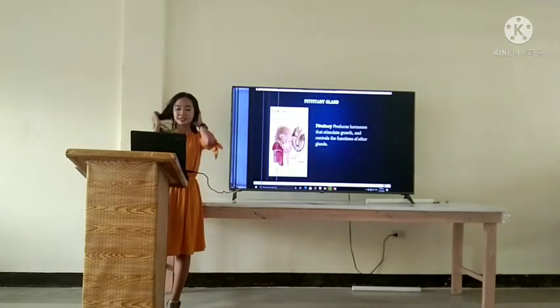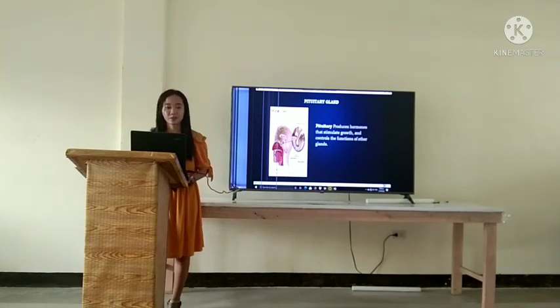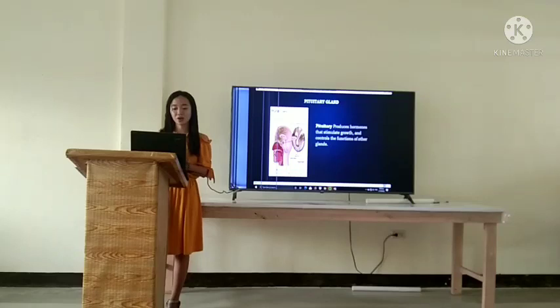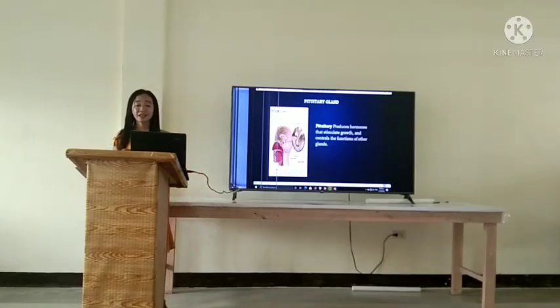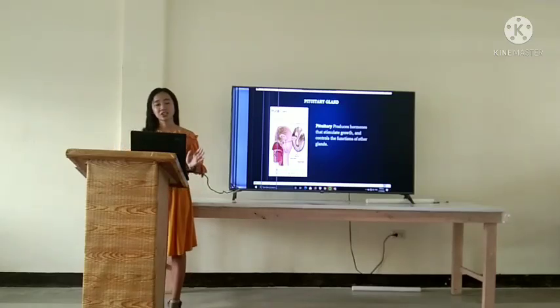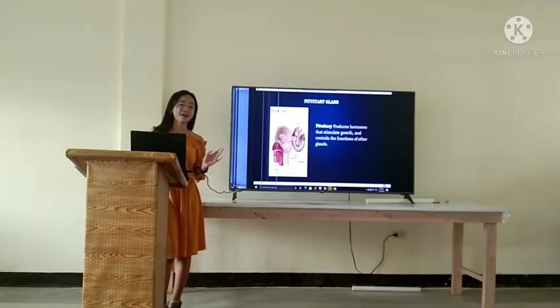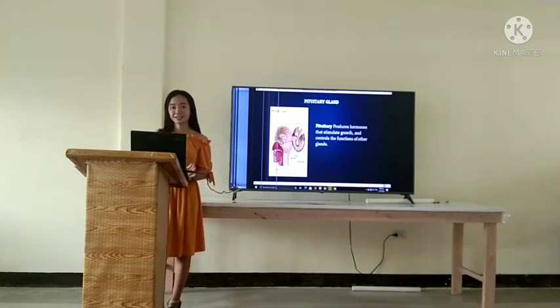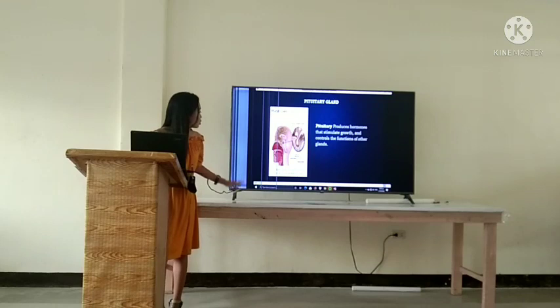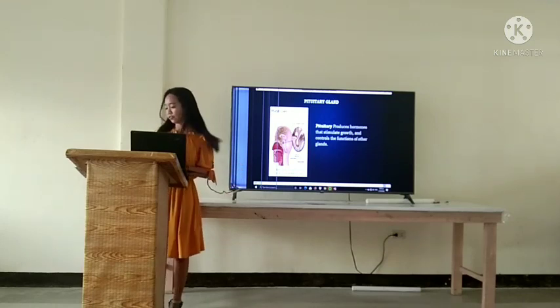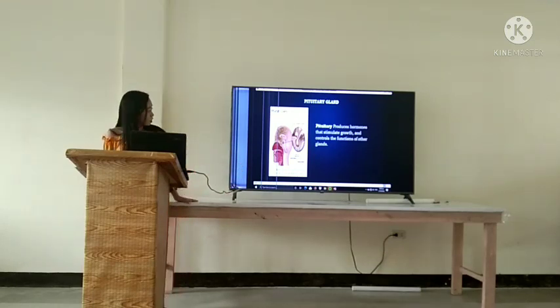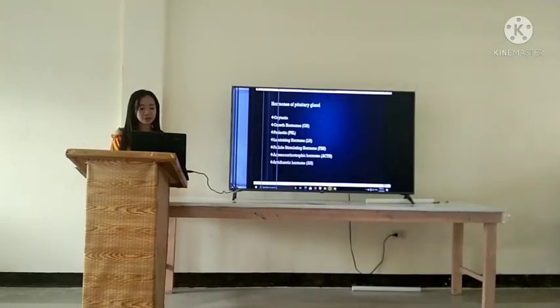The second one is the pituitary gland. When we say pituitary gland, it produces hormones that stimulate growth, and it controls the functions of the other glands. The pituitary gland is also called the master gland because it controls the other glands. It is found at the base of the brain. The next is the hormones of the pituitary gland.